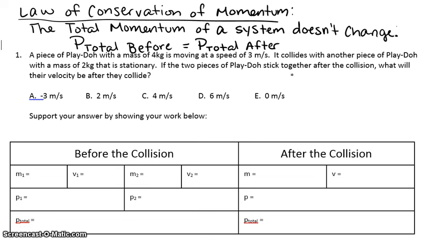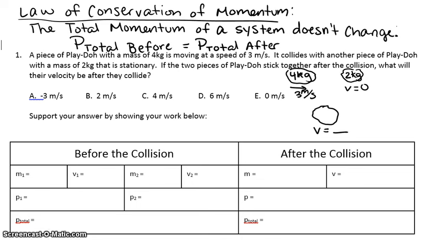So we have one piece of Play-Doh that has a mass of 4 kilograms, and it collides with another piece of Play-Doh that has a mass of 2 kilograms. The 4 kilograms is moving at a velocity of 3 meters per second. We assume it's to the right because the sign is positive. And the 2 kilogram Play-Doh is stationary. After they collide, we're going to have one jumbo piece of Play-Doh moving at some velocity. And that's what we need to figure out. And we're given 5 answer choices that we have to work towards.